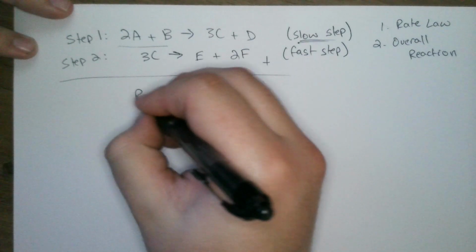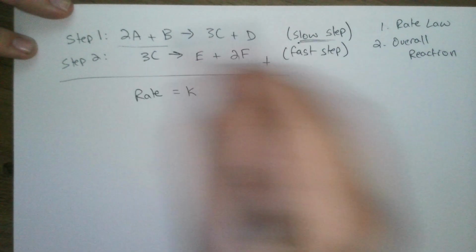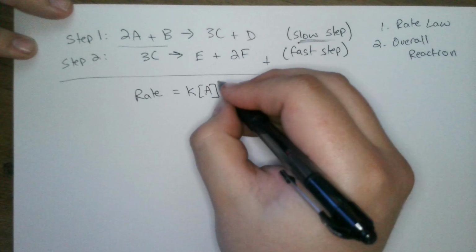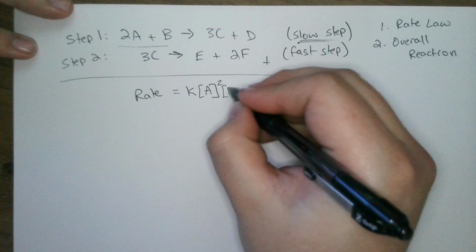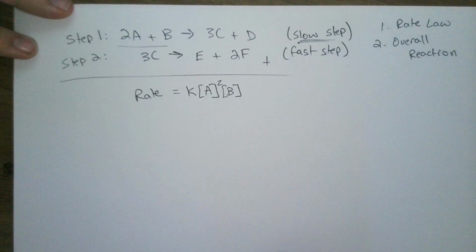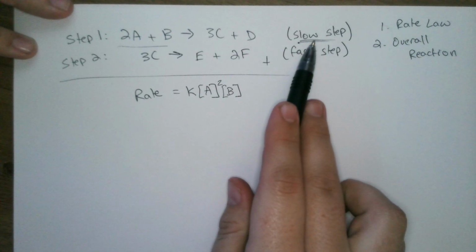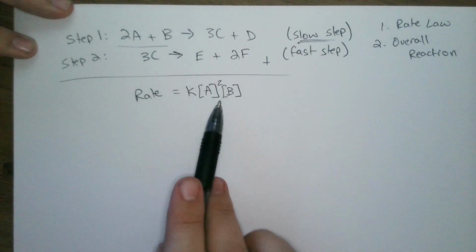So, rate of this entire thing equals K. The slow step is A, 2. So this is going to be A squared. B just has 1, so it's just B. That is the answer to the first part. I ignore all of step 2 because it's the faster step. Look at just the rate determining step, which is the slow one. Use its reactants, write the rate law.